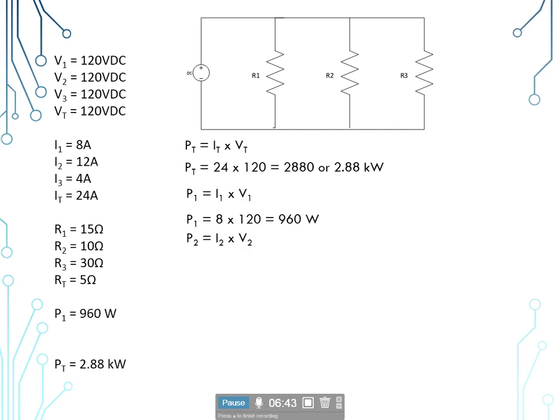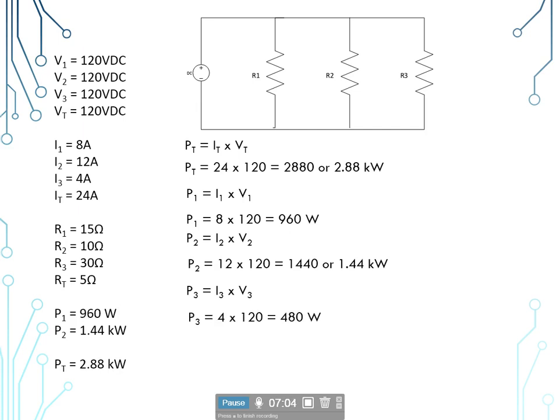P sub 2 is equal to I sub 2 times V sub 2. So 12 amps for I sub 2 and 120 volts for V sub 2, and that would give us 1,440 watts or 1.44 kW. P sub 3 is equal to I sub 3 times V sub 3. And so our 4 amps times our 120 volts would give us 480 watts.